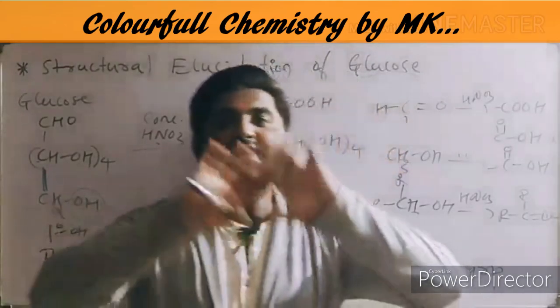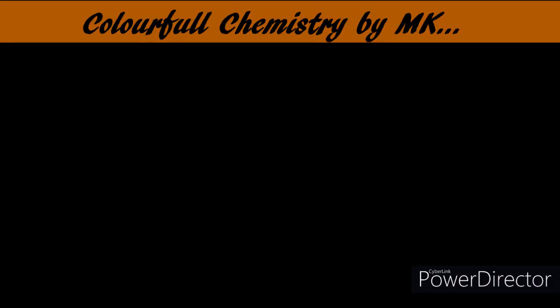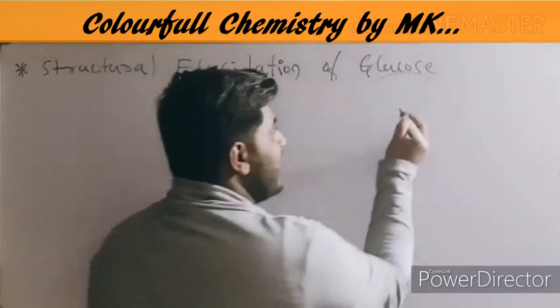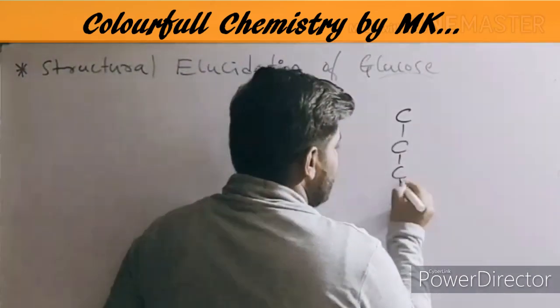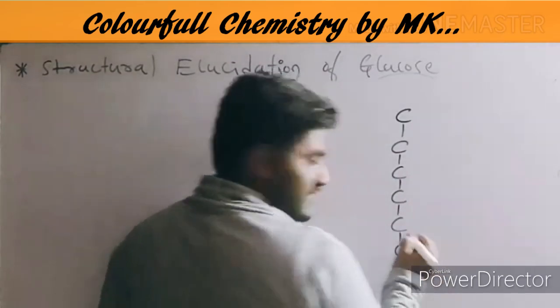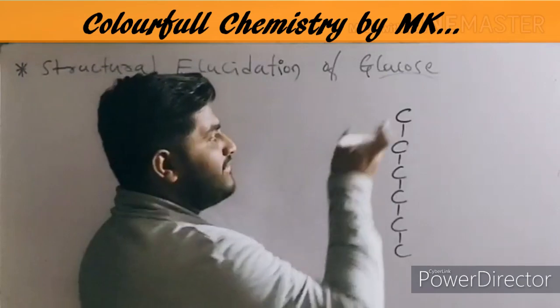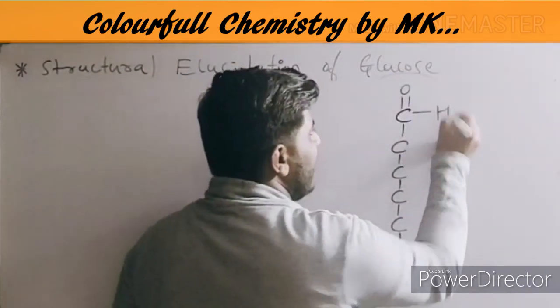So combining all these facts, what can we write? The structure of glucose is, look here, glucose has 6 carbon atoms, 1, 2, 3, 4, 5, 6. First, glucose has a carbonyl group, which must be an aldehyde. Look here, this one is a carbonyl group, that is an aldehyde. Is it?